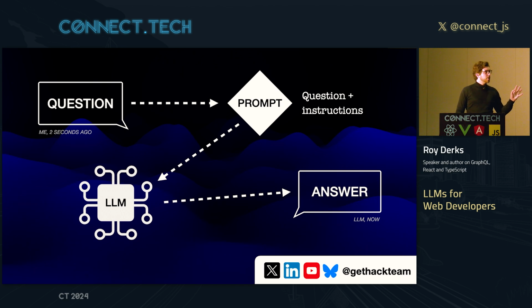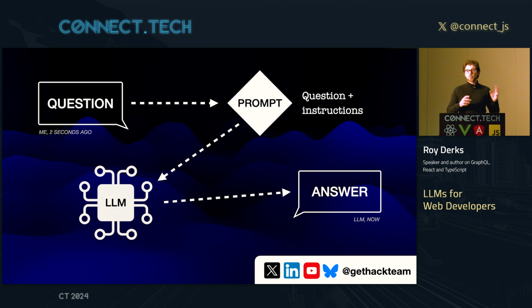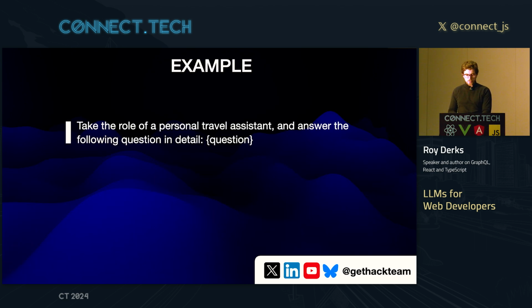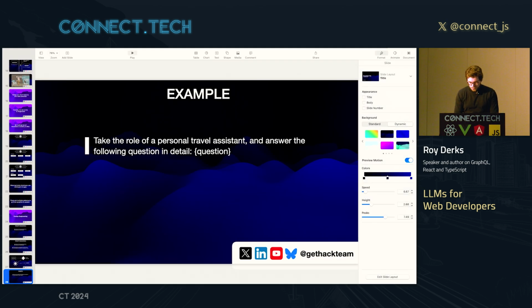So the LLM inferencing or prompt engineering would look like this. You have your question. Your question will be put in a prompt. The prompt also has some instructions for the LLM, like be polite, be helpful, or give long answers or short answers. You send this to the LLM, and the LLM is going to give you the answer you want to see. So an example could be: take the role of a personal travel assistant and answer the following question in detail.